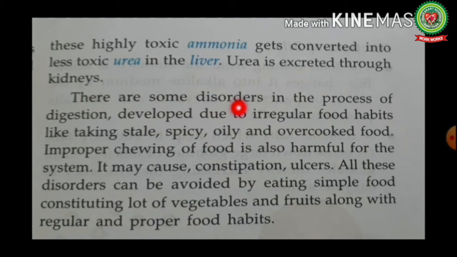There are some disorders in the process of digestion developed due to irregular food habits, like taking stale, spicy, oily, and overcooked food. Improper chewing of food is also harmful for the system. It may cause constipation, ulcers. All these disorders can be avoided by eating simple food constituting a lot of vegetables and fruits along with regular and proper food habits.